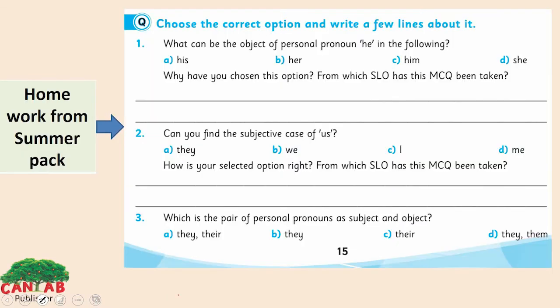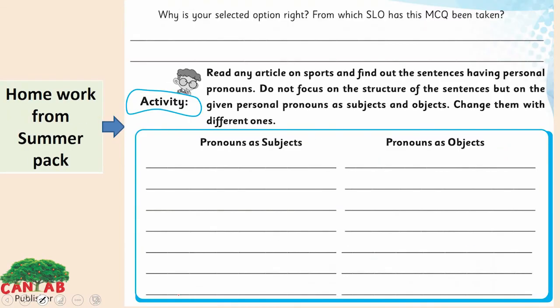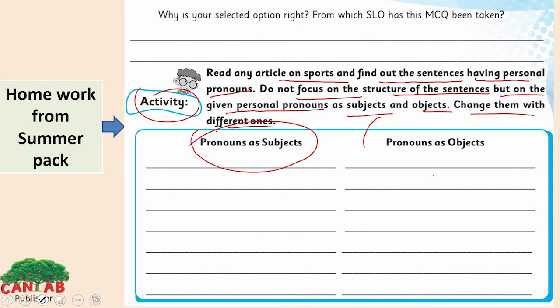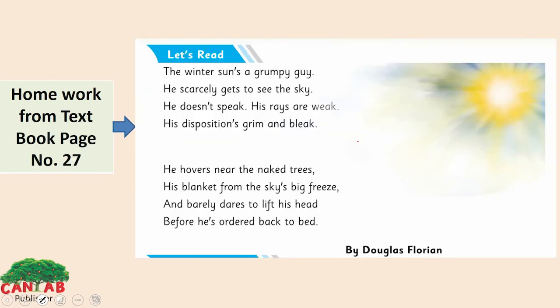Dear student, this is your homework from Summer Pack. This is also your homework from Summer Pack, and there is an activity. Read any article on sports. Find out the sentences having personal pronouns. Do not focus on the structure of the sentences, but on the given personal pronouns as subject and objects. Change them with different ones. Pronouns as subject and pronouns as object, the way I told you. This is your homework from textbook, page number 27.